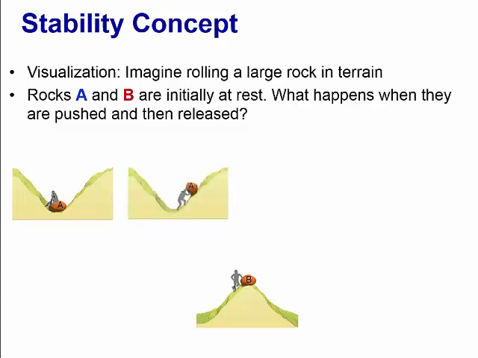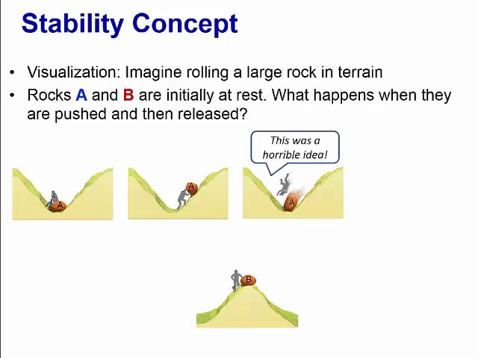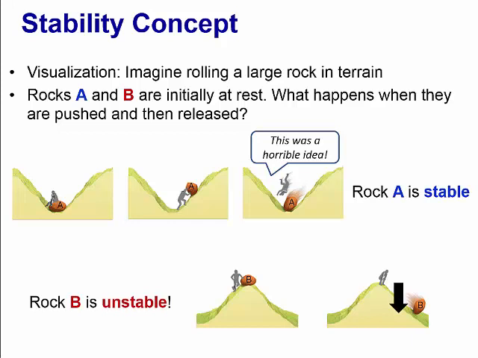Well, what happens if you let go? Obviously it's going to roll back down to the bottom. In this case the rock is stable, because once you move the rock and let go, it ultimately returns to its initial position. Now in the case of boulder B, it only takes a slight push to get it accelerating down the hill. In this case, the boulder is unstable, because after the initial push, the rock accelerates away from its initial position.